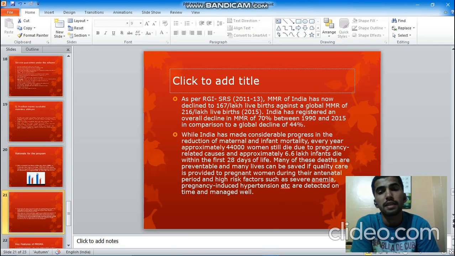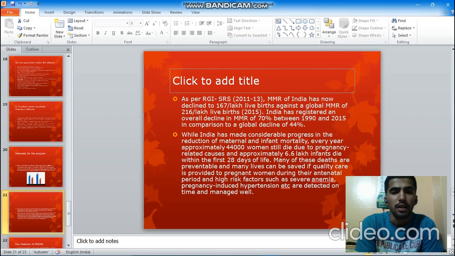In 2015, India registered an overall decline in maternal mortality ratio of 70% between 1990 and 2015 in comparison to the global decline. While India has made considerable progress in the reduction of maternal and infant mortality every year, approximately 44,000 women still die due to pregnancy-related causes, and approximately 6.6 lakh infants die within the first 28 days of life. And we hope that this number is also going to improve with the help of these prenatal schemes which are launched by the government.